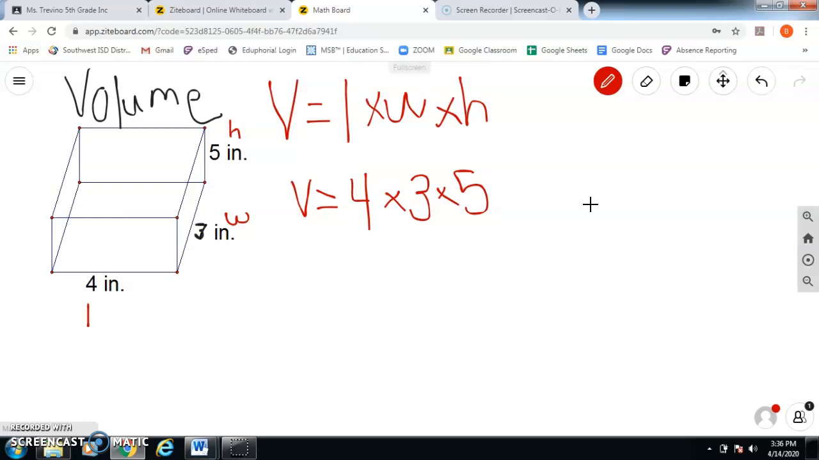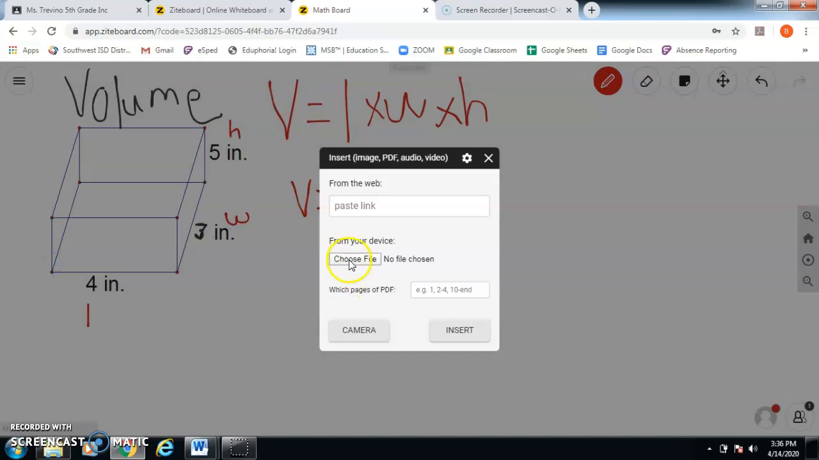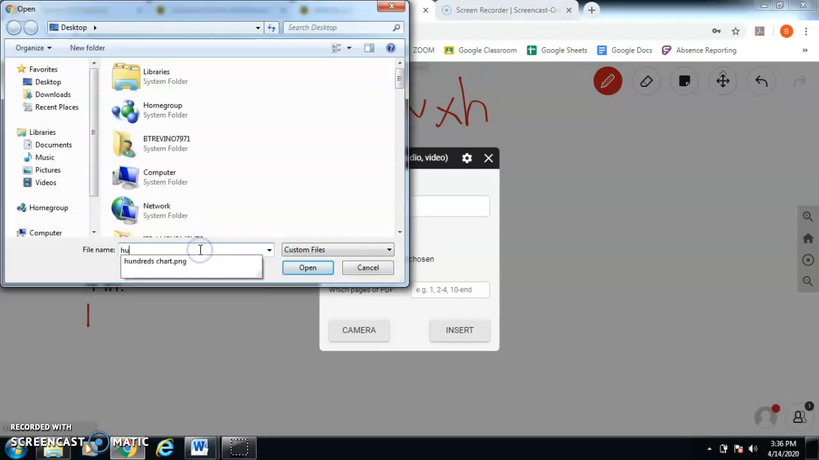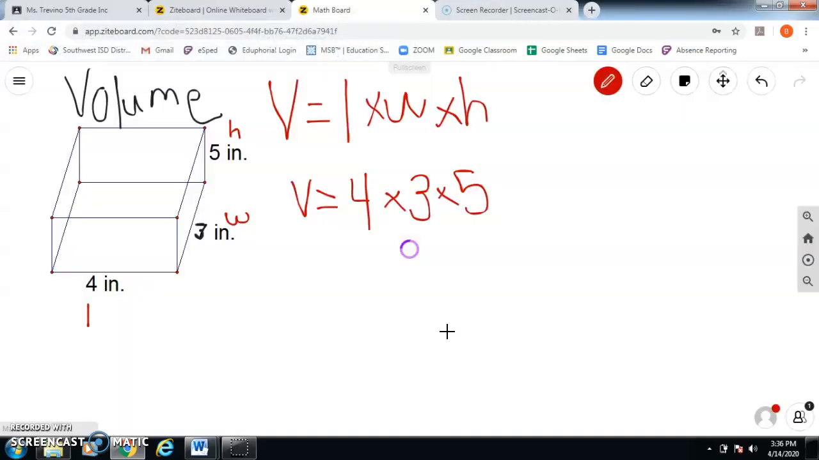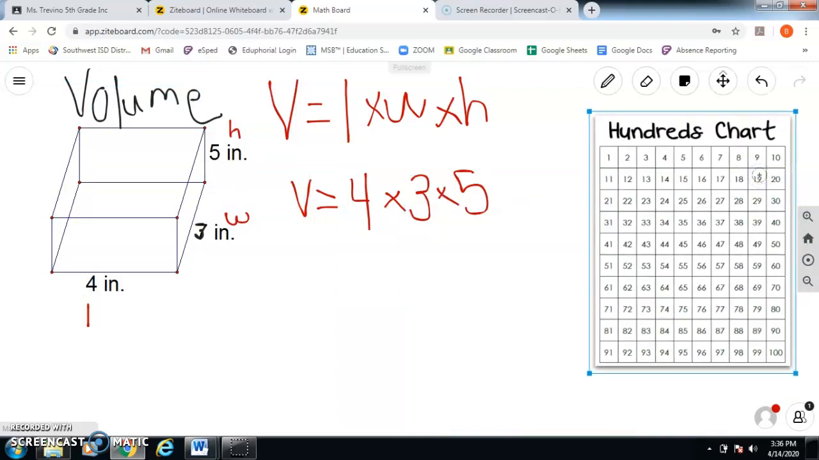Now I'm going to show you 2 different ways to do this. I'm going to show you using your hundreds chart and using a multiplication chart. Okay, so let's start off with our hundreds chart. Let's bring it in. We want a hundreds chart. Okay, here it is. Let's move it here. Okay, so our hundreds chart. Our first problem is 4 times 3, which means 4 groups of 3.